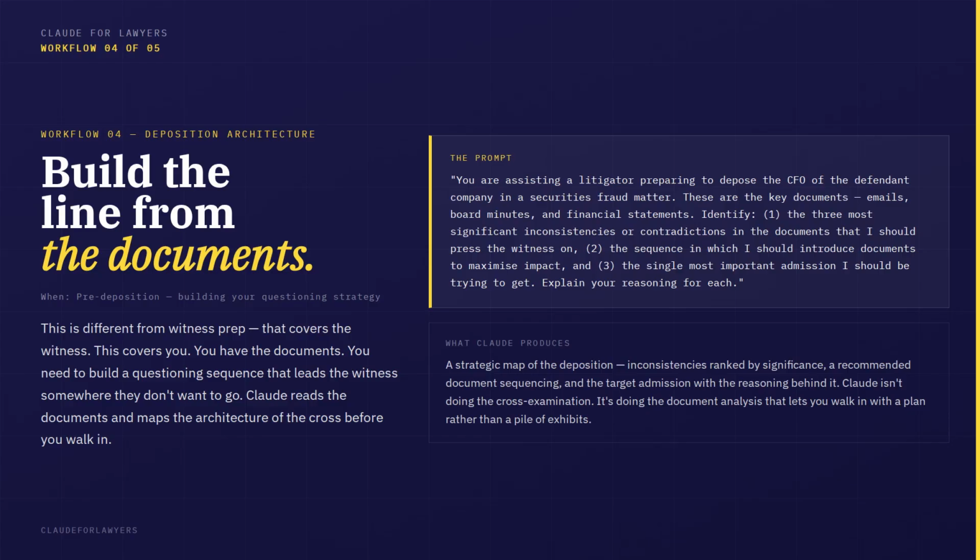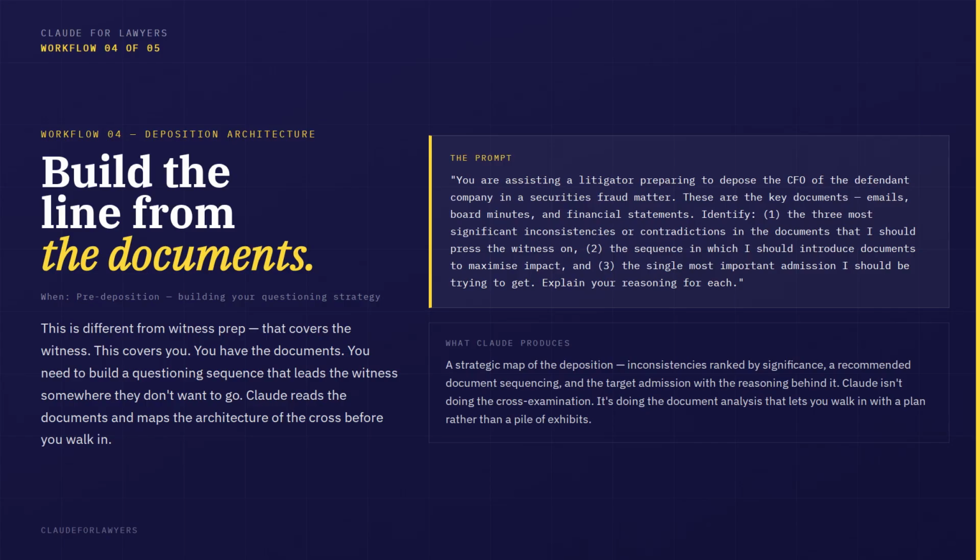Here's the prompt. You are assisting a litigator preparing to depose the CFO of the defendant company in a securities fraud matter. These are the key documents: emails, board minutes, and financial statements. Identify 1. The 3 most significant inconsistencies or contradictions in the documents that I should press the witness on. 2. The sequence in which I should introduce documents to maximize impact. And 3. The single most important admission I should be trying to get. Explain your reasoning for each. Adapt the role, the document types, and the subject matter to your matter. The structure holds across practice areas.